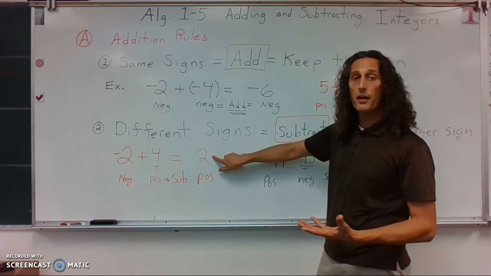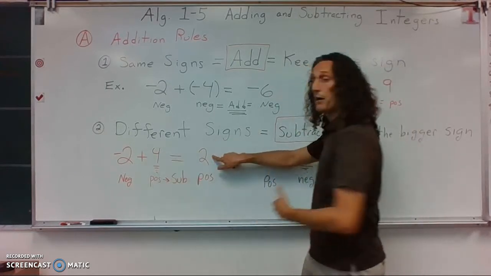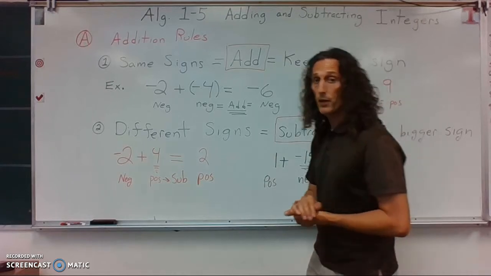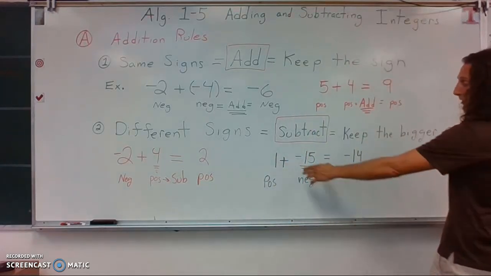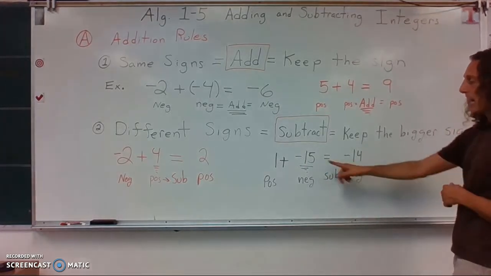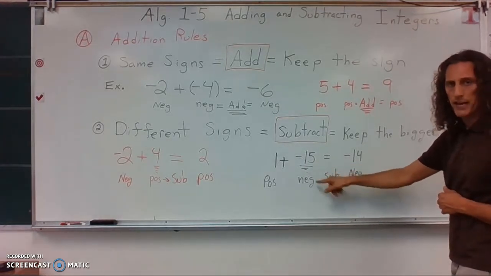But like I said, the positive team had more members, so we get 2, and it has to be a +2. So we look at this one. We have 1 plus a -15. So there's a lot more negatives on this team, a lot more negatives.